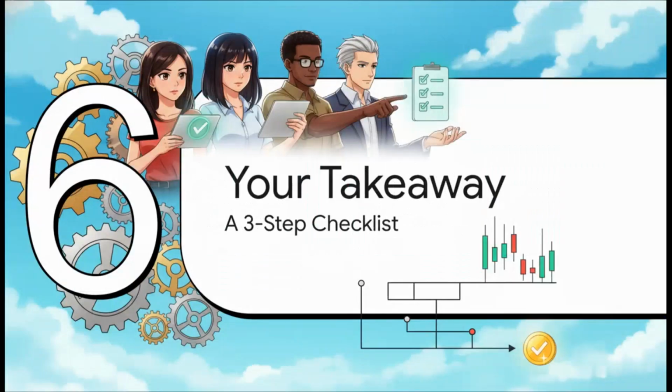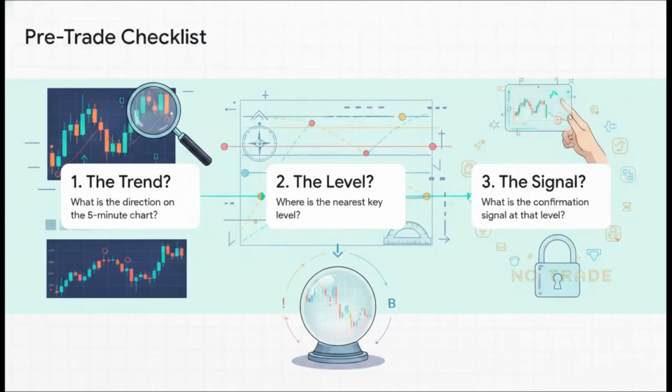So what's the big takeaway from all this? Well, it's that you can boil this entire strategy down into a simple, repeatable checklist you can use before every single trade. Before you even think about placing an order, just ask yourself these 3 questions. 1. What's the trend? 2. Where's the level? And 3. What's my signal? If you don't have a crystal clear answer for all 3 of them, you just stand aside. Simple as that. There is no trade.